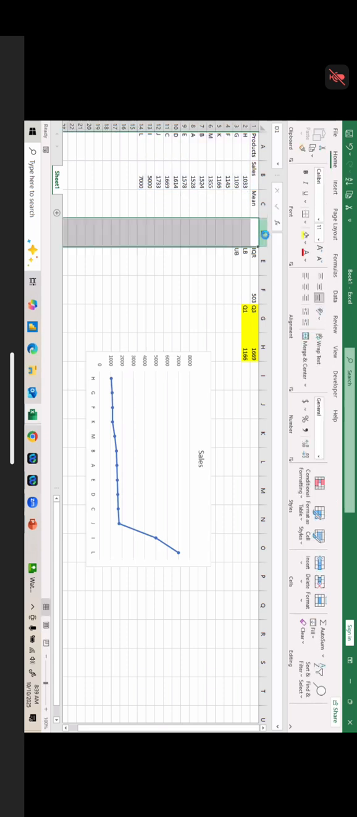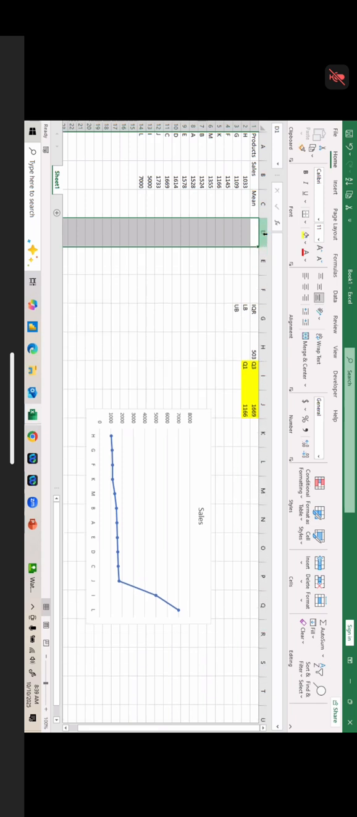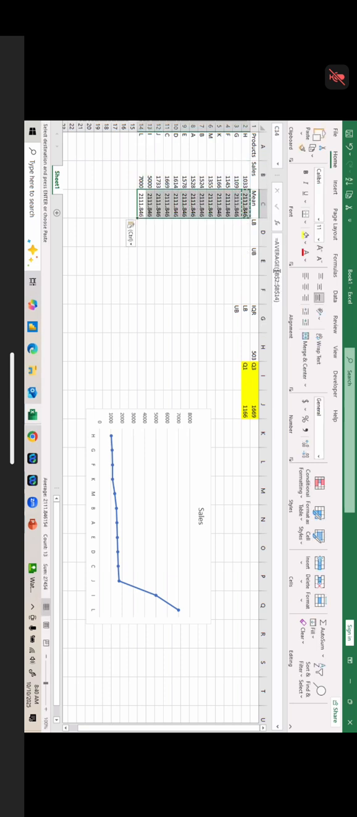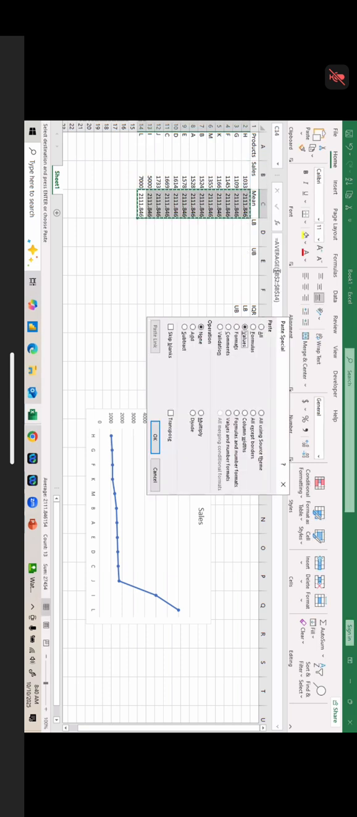We want to show mean, at the same time lower bound and upper bound. Okay, now what is mean? Average of all of these values. Add dollar symbols so that range is fixed. Okay. Same value, just copy paste as values.